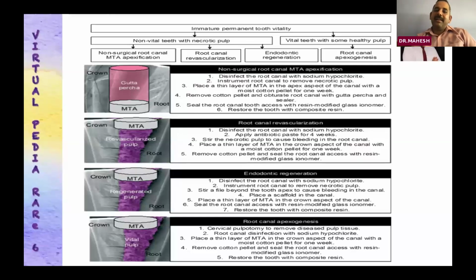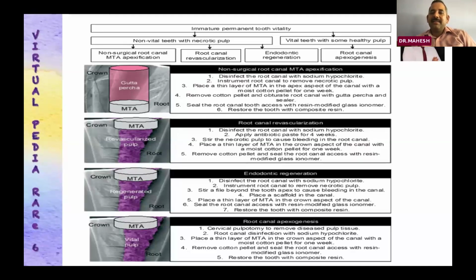The steps in endodontic regeneration are: you disinfect the canal, you do instrumentation, you do filing, you place a scaffold and a thin layer of MTA, and you monitor the tooth for the long term until the root apex is closing. So long-term follow-up and patient compliance are the most important factors in any endodontic regeneration. You need the patient for a long follow-up, probably 2 years, to see whether the root completion is happening or not. So patient compliance is one critical factor for any regenerative procedure.